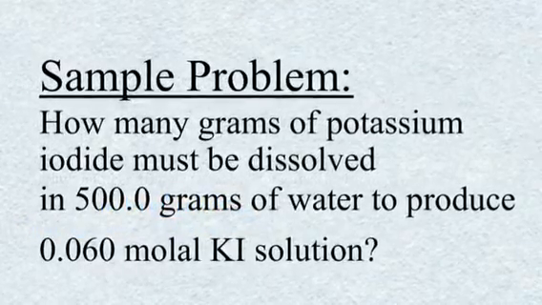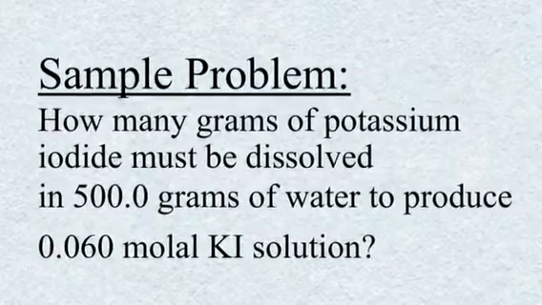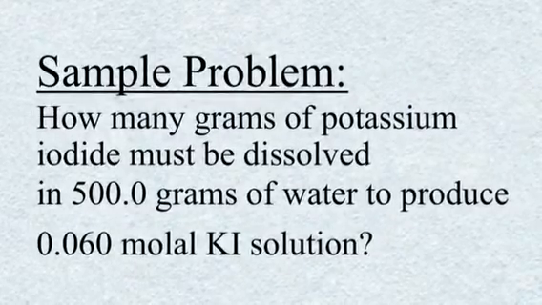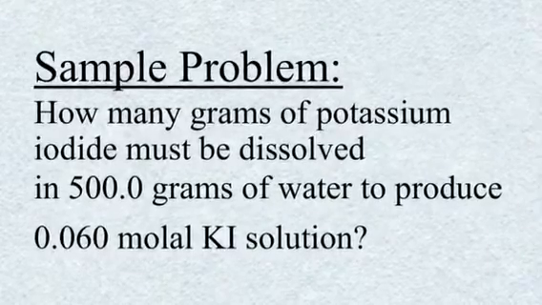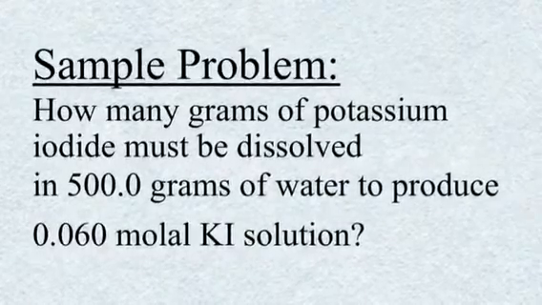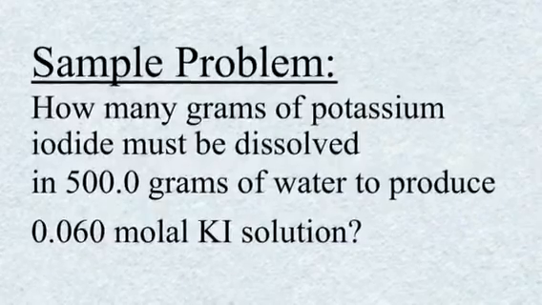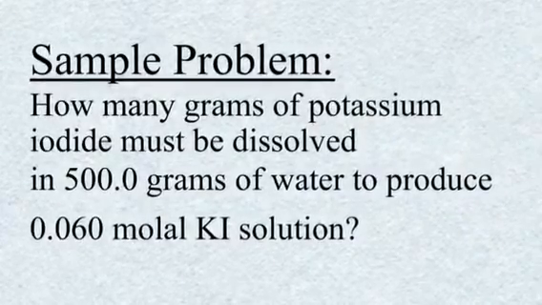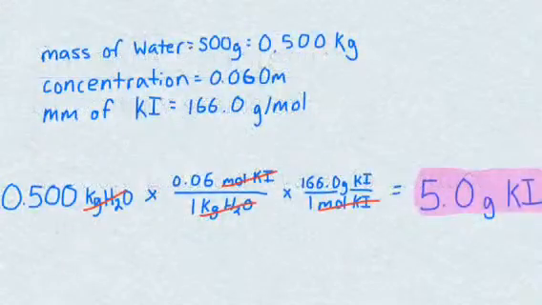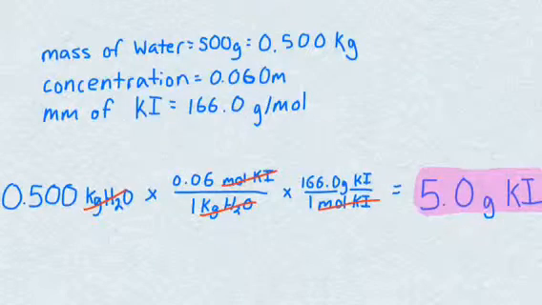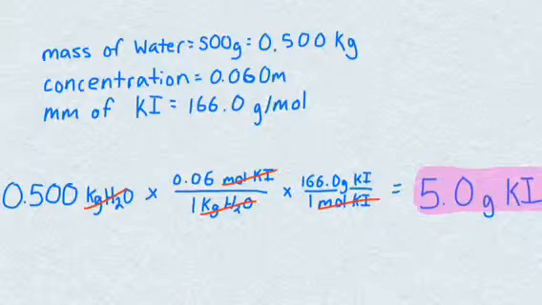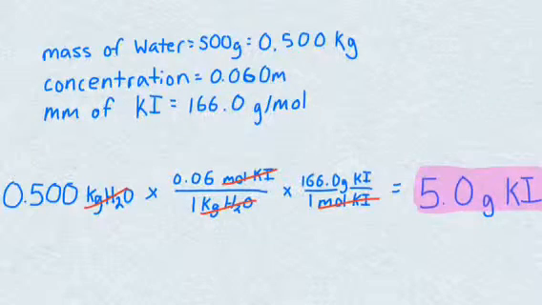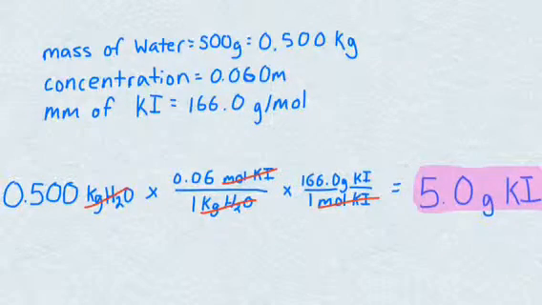The sample problem we will be going over is: how many grams of potassium iodide must be dissolved in 500 grams of water to produce a 0.060 molal KI solution? We started off this example by listing what we already know: the mass of water, the concentration, and the molar mass of potassium iodide.